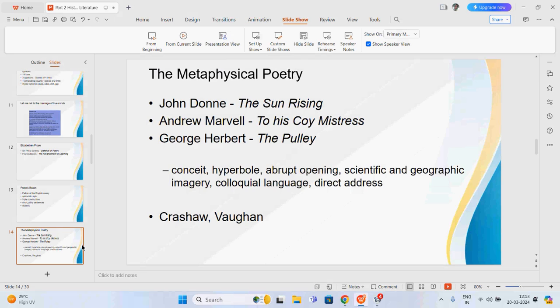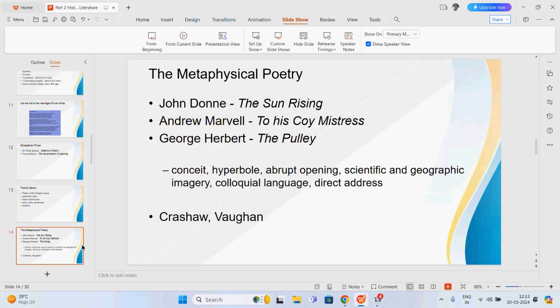Conceit. A conceit is a comparison like a simile or a metaphor, but it is very, very jarring. It is two disjointed elements brought together. I'll give you an example of a conceit. In one of the poems, A Valediction Forbidding Mourning, the speaker, the lover, is talking to his beloved. He is going on a journey.